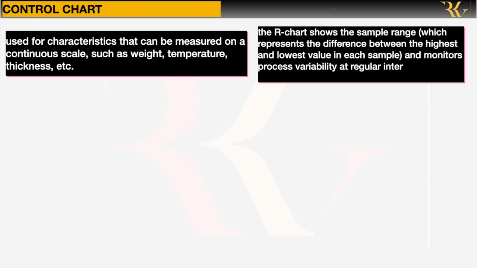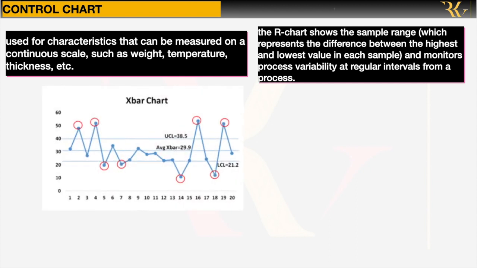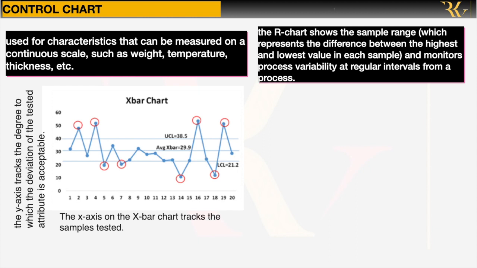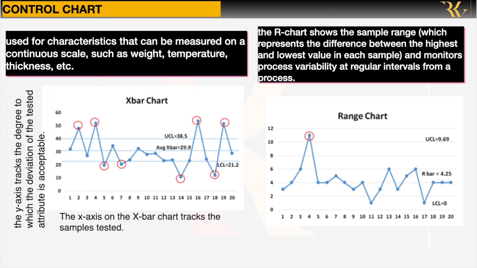A control chart is a chart used for characteristics that can be measured on a continuous scale, such as weight, temperature, thickness, etc. The R chart shows the sample range, which represents the difference between the highest and lowest value in each sample, and monitors process variability at regular intervals from a process. In the X bar chart, the y-axis tracks the degree to which the deviation of the tested attribute is acceptable. The x-axis on the X-bar chart tracks the samples tested.